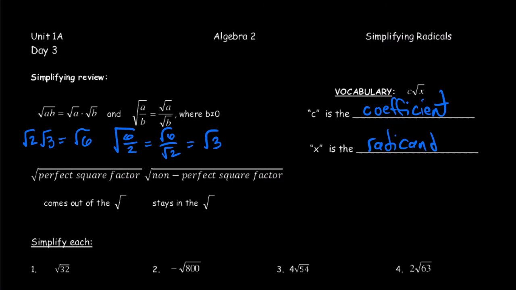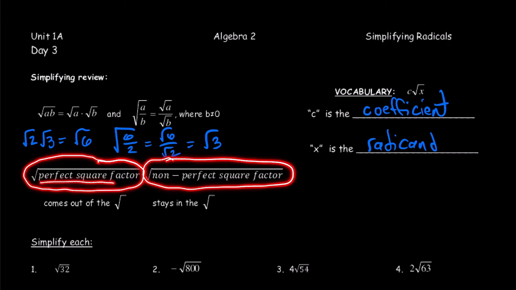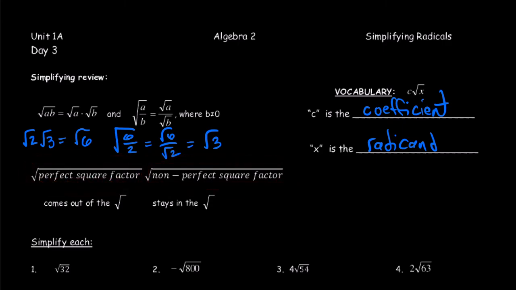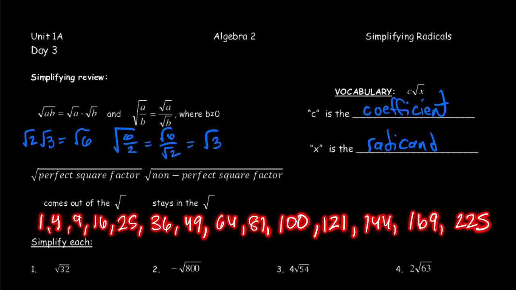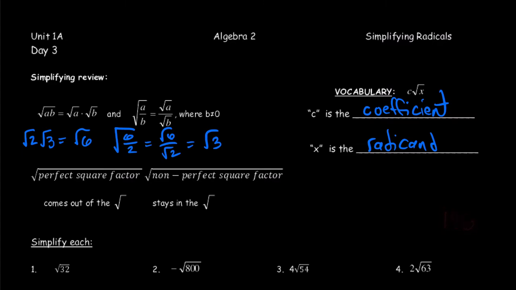Now what we want to do when we simplify these radicals is break it up into two radicals. One of them is a perfect square and the other one is a non-perfect square. So numbers that are perfect squares, I'm just going to jot these down quickly. I'll review 1, 4, 9, 16, 25, 36, 49, 64, 81, 100, 121, 144, 169, 225. I skipped 196, that's 14 squared. But we need to know all of those. Now when it comes to variables, we'll do variables in a minute. Let's just talk about numbers here.